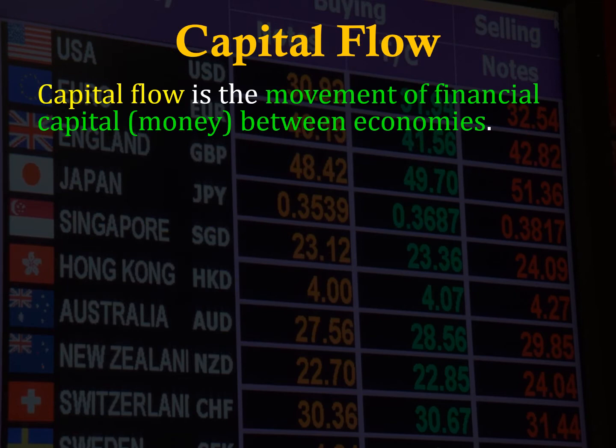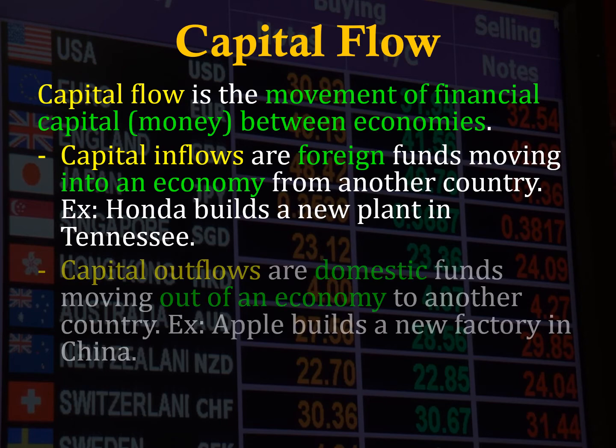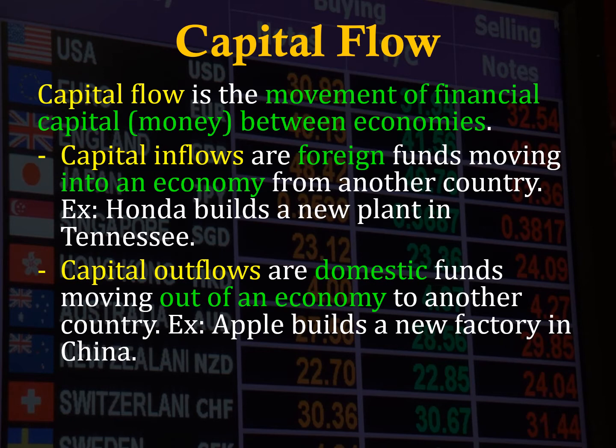Now, capital flow is the movement of financial capital, which is another word for money, between different economies in an open economy. Capital inflows are foreign funds moving into an economy from another country. For example, Honda, which is a Japanese company, builds a new plant in Tennessee. Capital outflows are domestic funds moving out of an economy to another country. For example, Apple builds a new factory in China to build more iPhones.